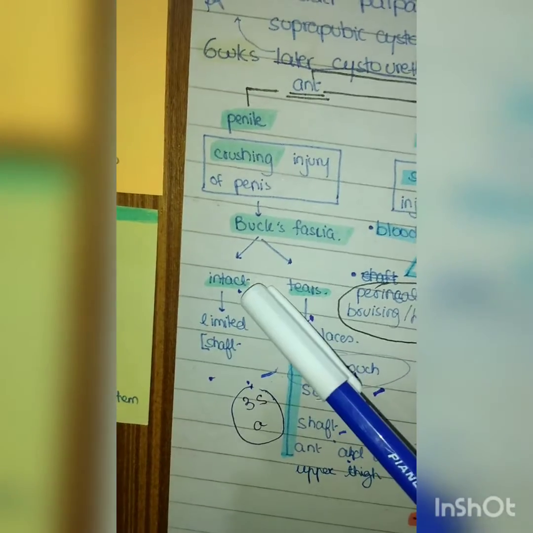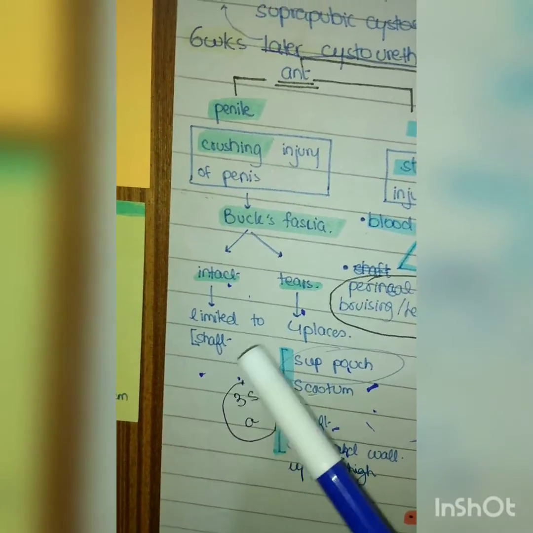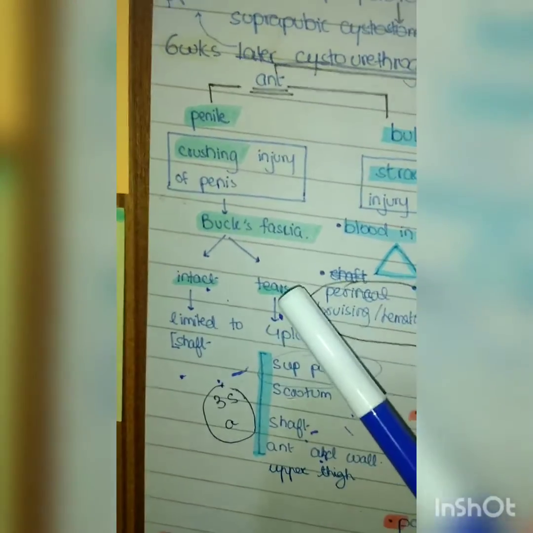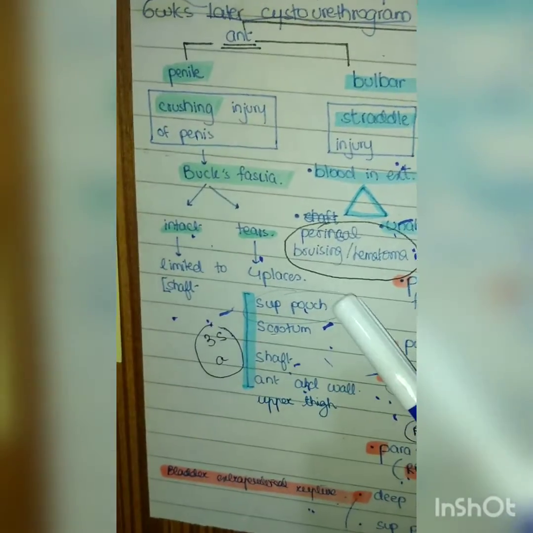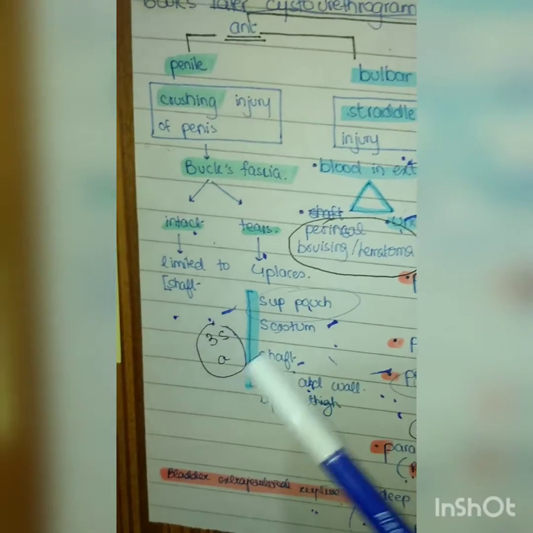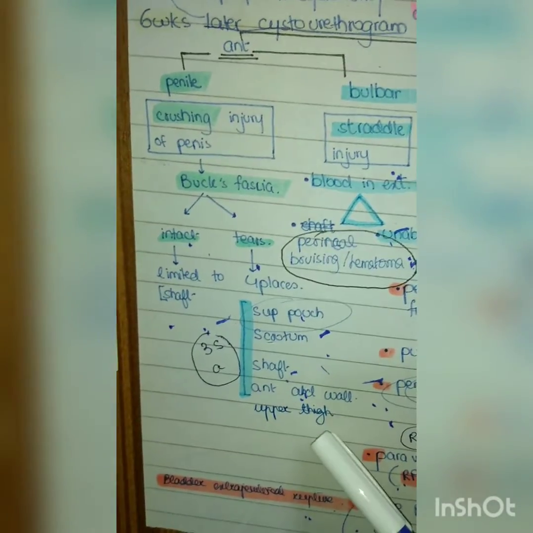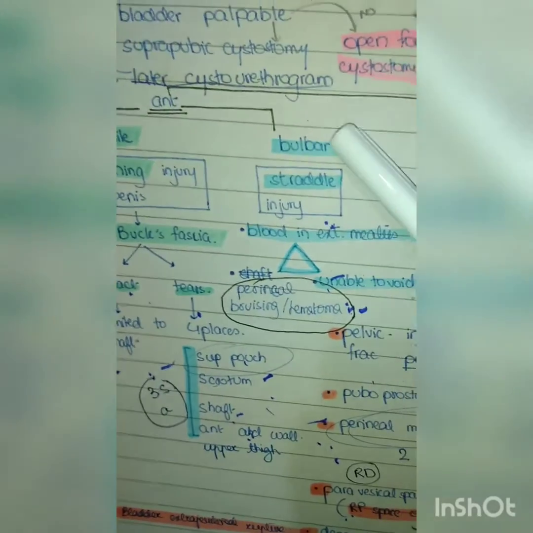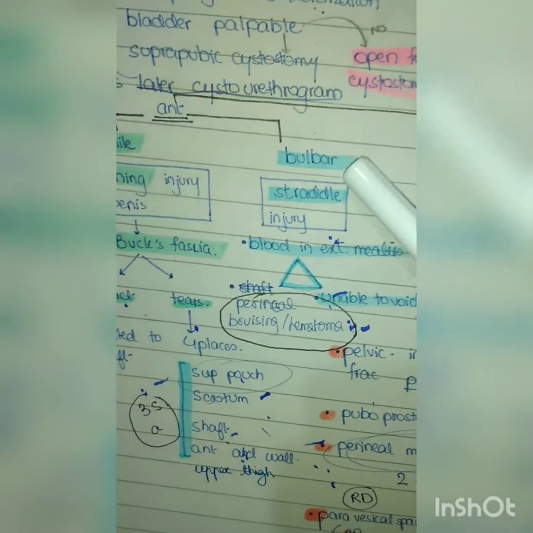So if it is intact, the urine would be accumulating around the shaft, and if it has torn, then it would accumulate into four places: the superficial perineal pouch, scrotum, shaft, and the anterior abdominal wall and the upper thigh. Okay. Now, if the bulbar part of the urethra is damaged, then what would be the history?